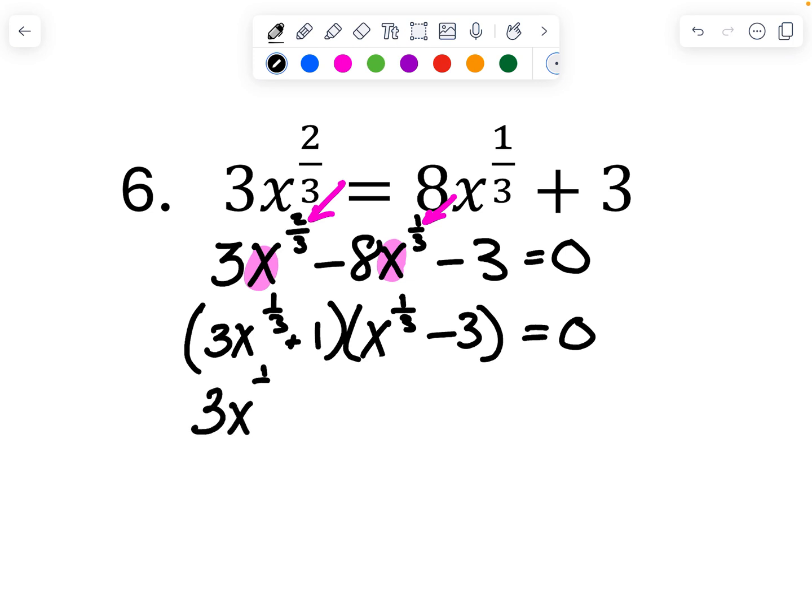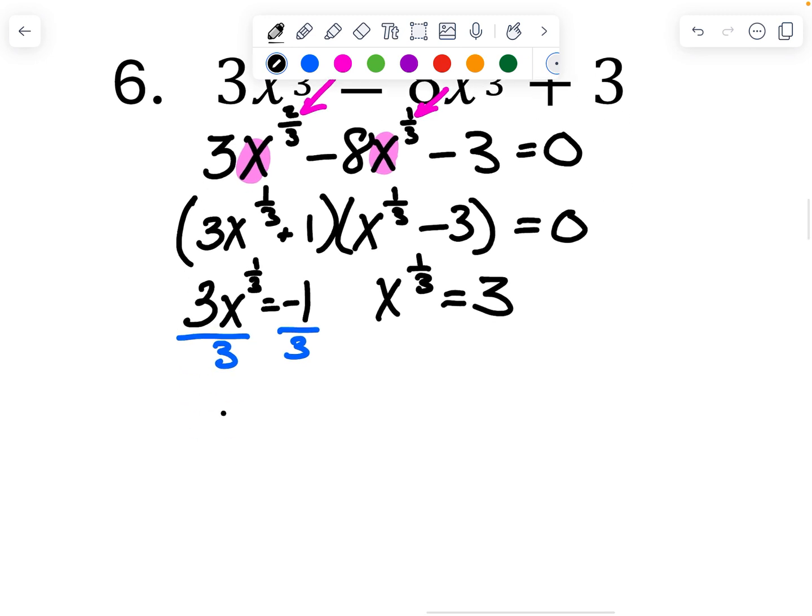3x to the 1/3 equals -1. x to the 1/3 equals 3. Here, because x isn't isolated yet, we need to divide by 3. So we have x to the 1/3 equals negative 1/3.